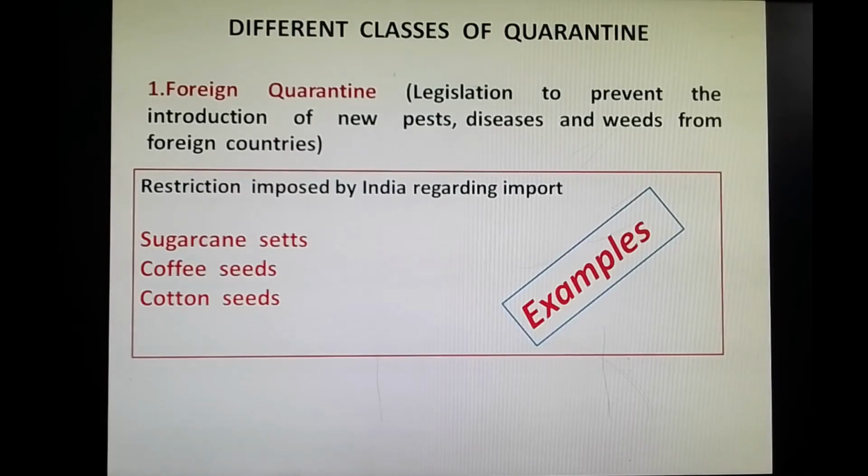So some of the examples where India puts strict laws not to import the sugarcane seeds, because there is a great chance that if you import the sugarcane seeds from the other countries, the sugar weevil can accidentally be imported, and it can cause a very high damage to the sugarcane industry of India.